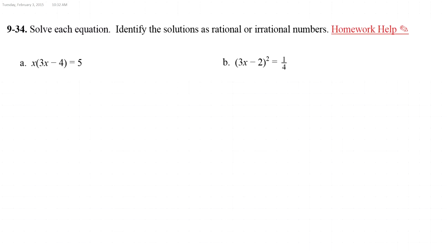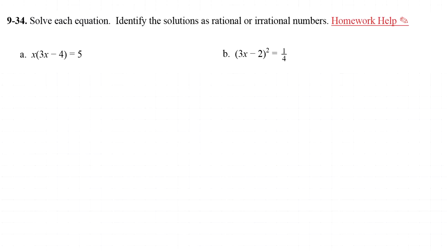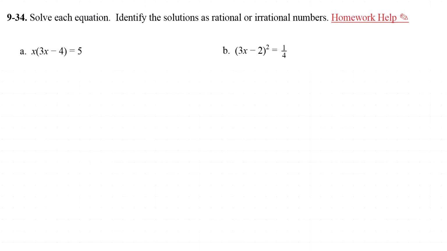934, solve each equation. Identify the solutions as rational or irrational numbers. Alrighty, so to solve this, I'm going to distribute the x. So we get 3x squared minus 4x equals 5. I'm going to bring the 5 over, so we get 3x squared minus 4x minus 5 equals 0.